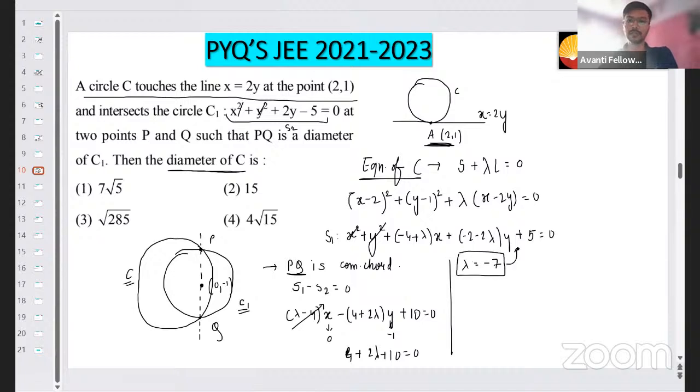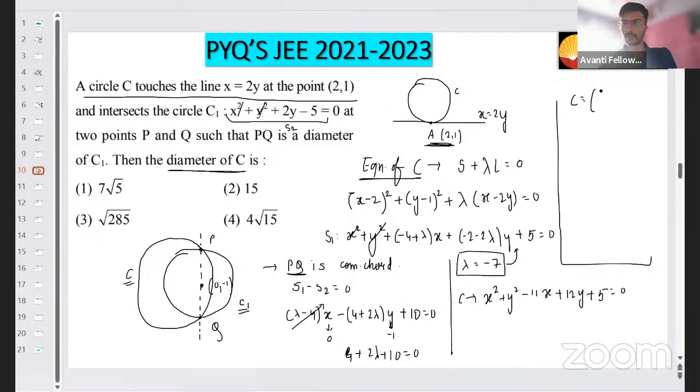Right? Substitute it here. So equation of C will be x square plus y square minus 7, so minus 11x, 14 minus 2 plus 12y plus 5 equals to 0. What is the center, guys? Okay, I'll calculate it here now. The center is (11 by 2, minus 6). So what is the radius? Radius will be under root of g square plus f square minus c.